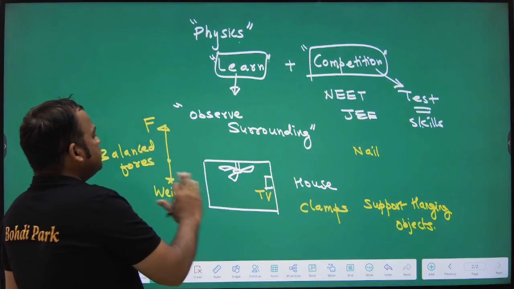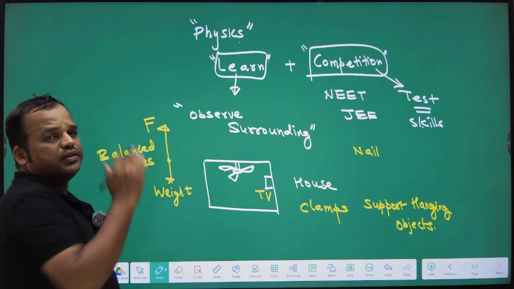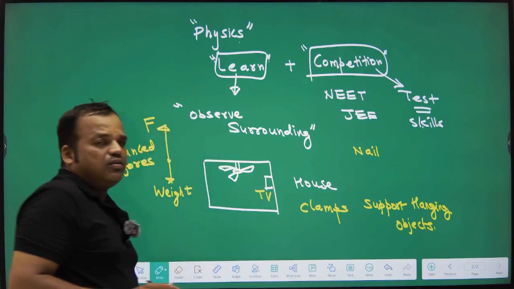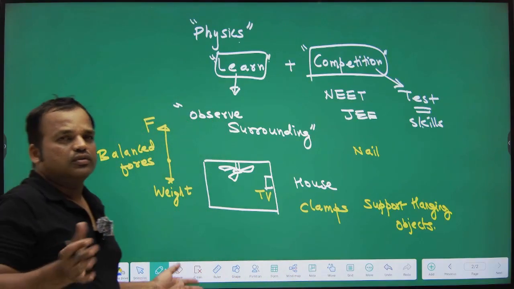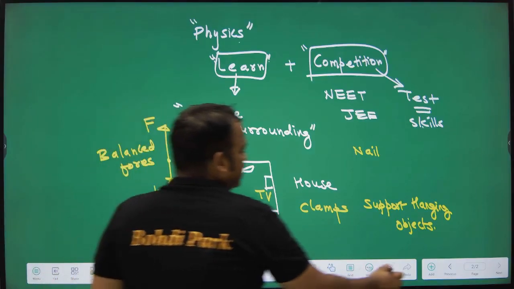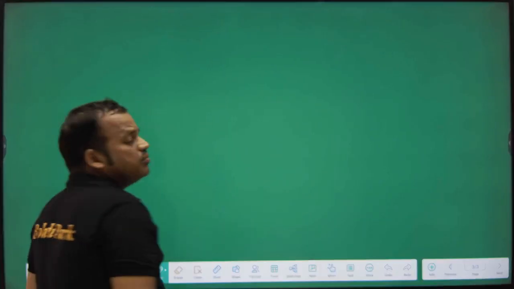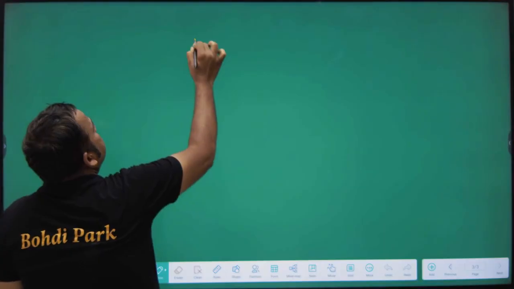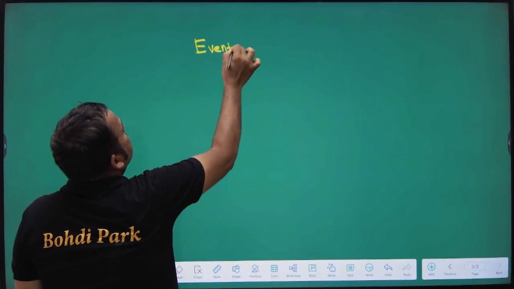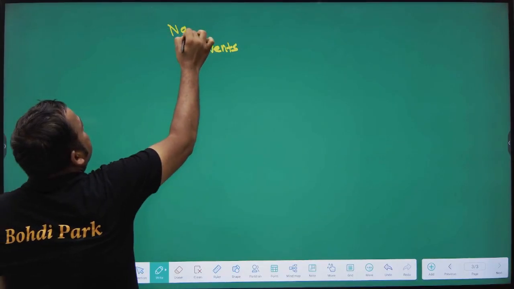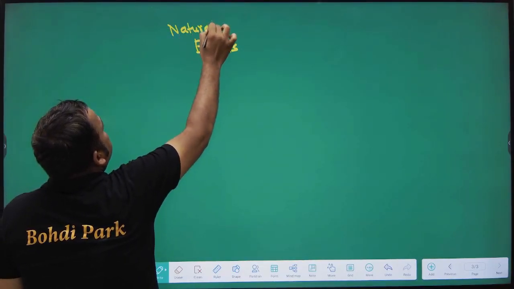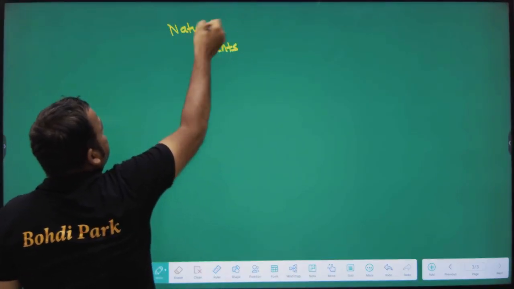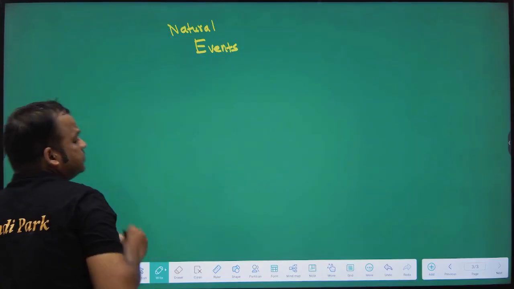So this is the concept of balanced forces that you can see in your house. Now let's observe some more events. Anything which you can observe going on in your surroundings, we can call it an event. If that event is occurring because of natural phenomena, we can call it a natural event.